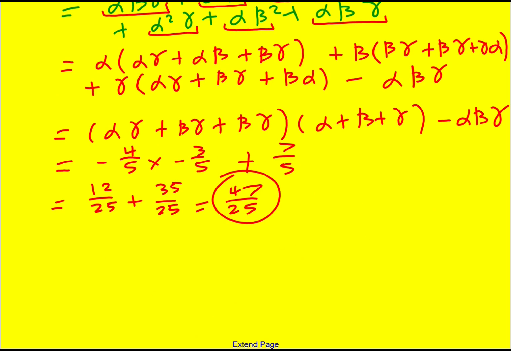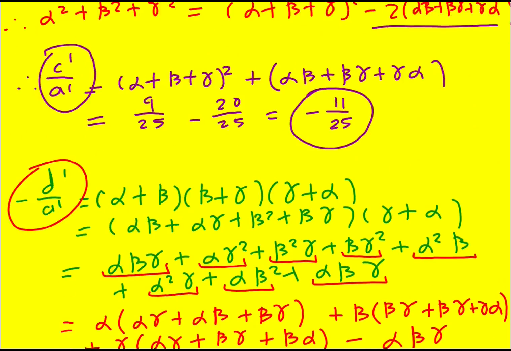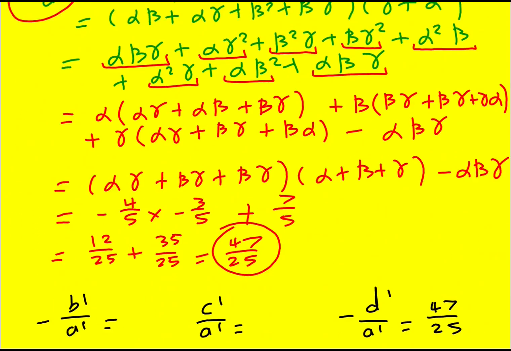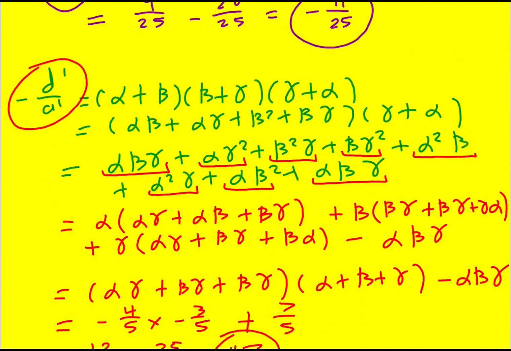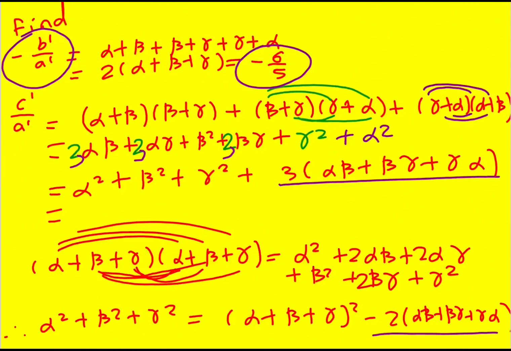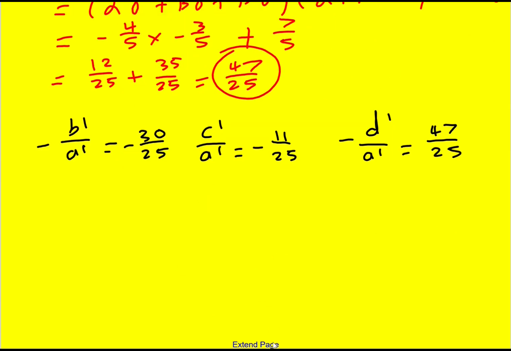Just got to write them down again. So minus d dash over a dash we've just worked out. But I also had minus b dash over a dash and c dash over a dash to write down. So c dash over a dash was minus 11 over 25. Minus b dash over a dash was minus 6 over 5, which I can now write as minus 30 over 25. Put them all over a common denominator because we are basically there.